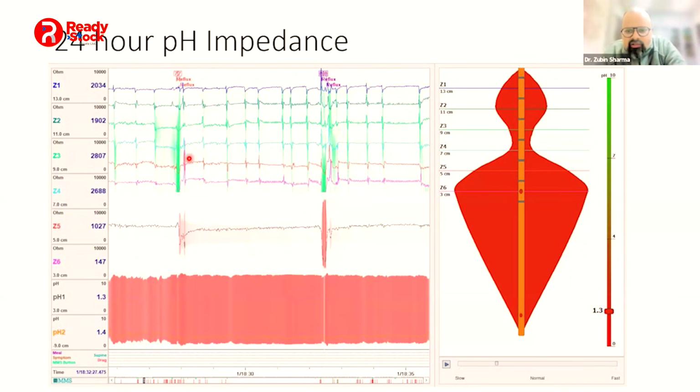Same goes here. And I can show my patient this diagram on the right side. All this red area is what is being exposed to the acidic reflux when you are having the symptom, and it is reaching till the Z1, that means the proximal-most sensor. So the patient comes to know immediately that yes, this is a true acidic reflux causing LPR.